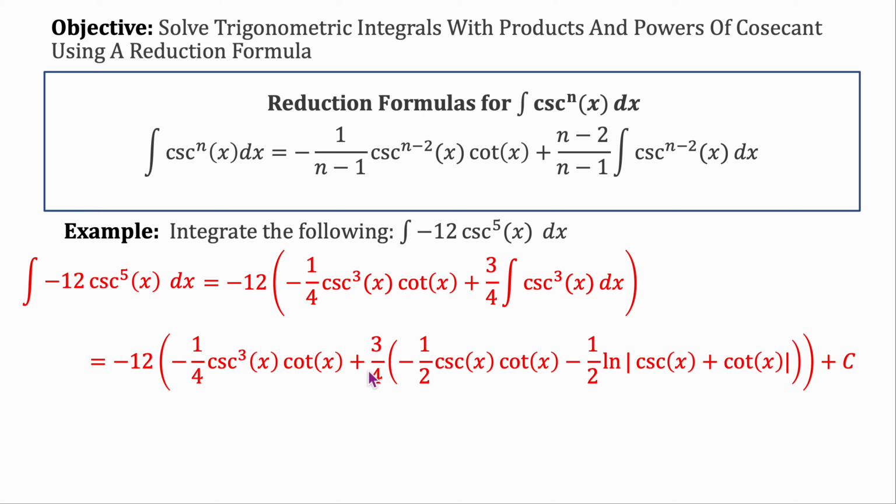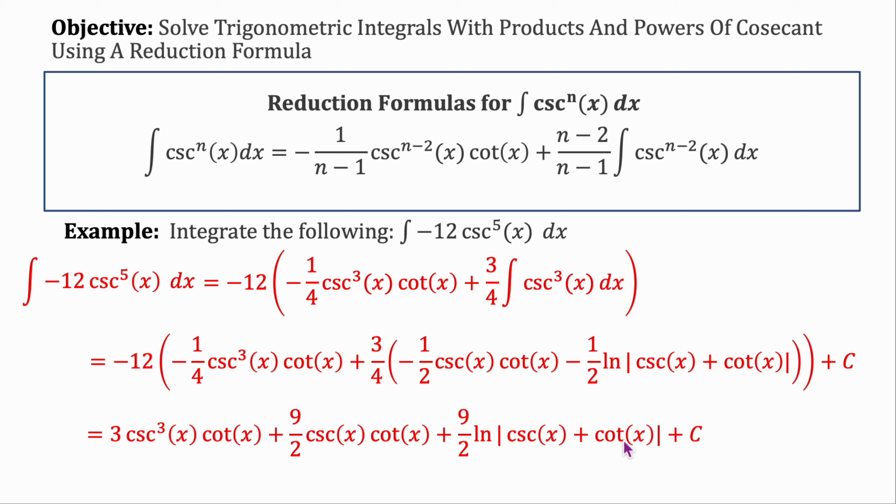We could multiply the -12 through. We could multiply the 3/4 through this piece. And when we do that, we get the answer that you see here. So that is a little bit about how we use a reduction formula to solve a trig integral with products and powers of cosecant.